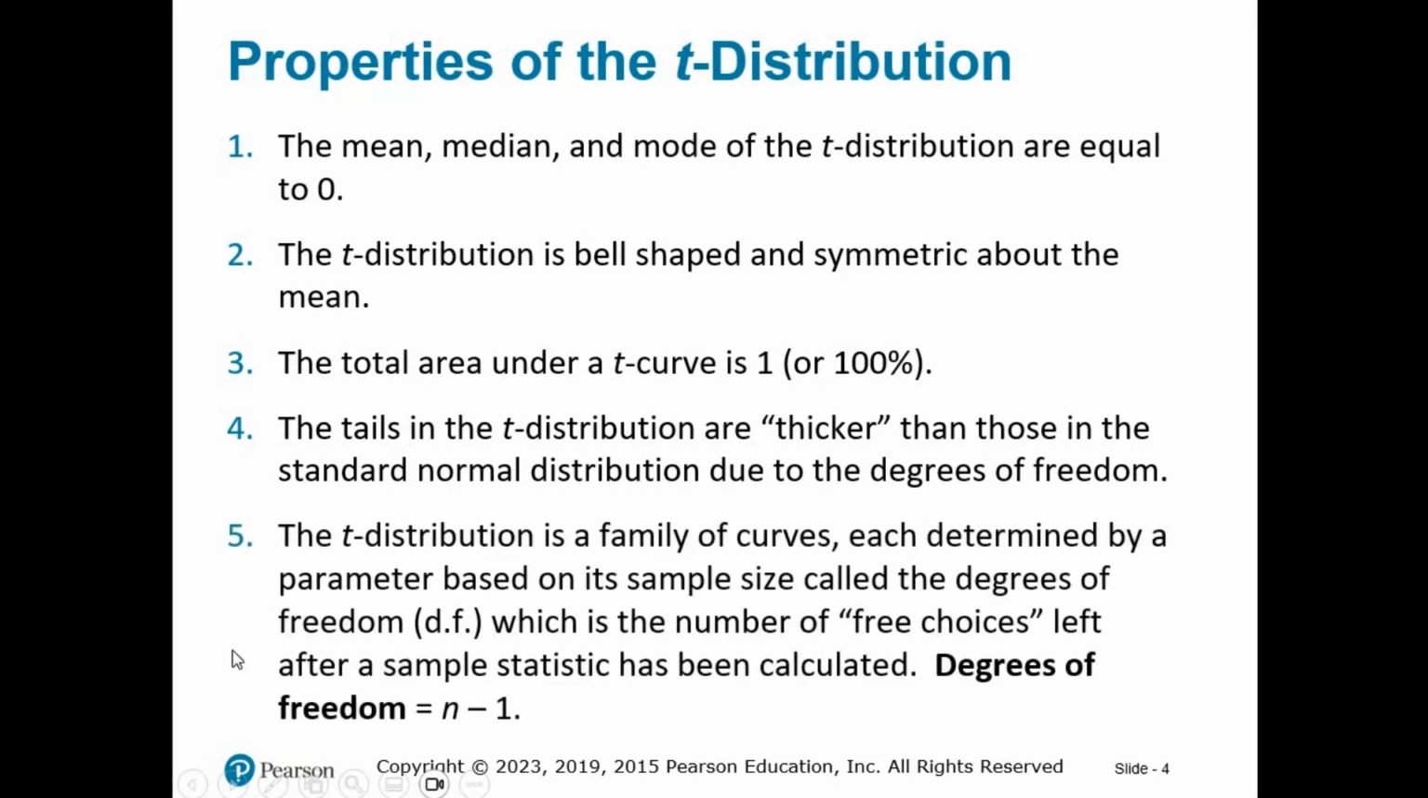With the t-distribution, we're really dealing with a family of curves, each determined by a parameter that is based on its sample size, called the degrees of freedom, or abbreviated df, which is the number of free choices left after a sample statistic has been calculated. Degrees of freedom is the sample size minus 1. Let's look at what this means.